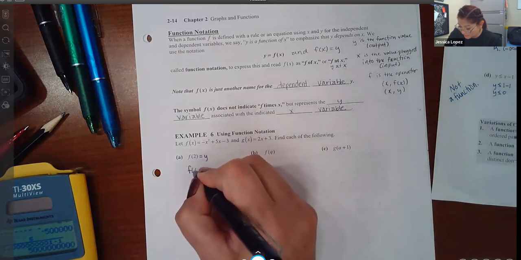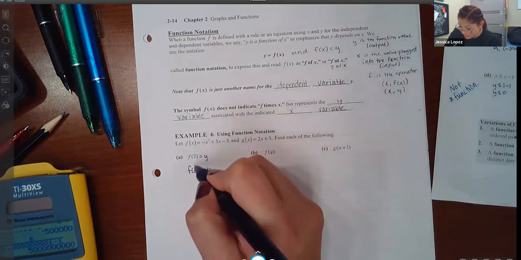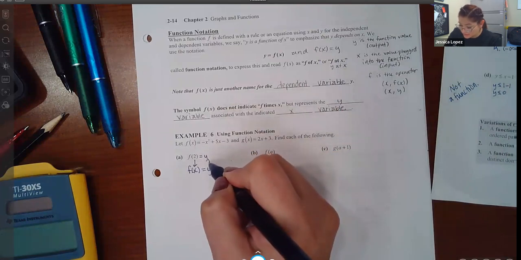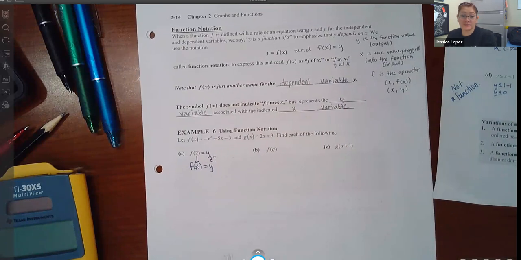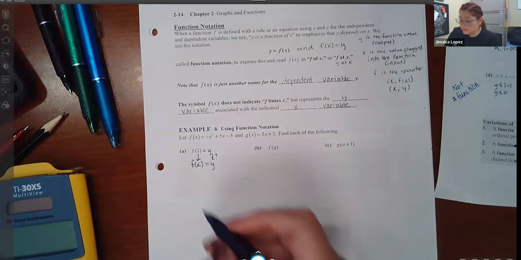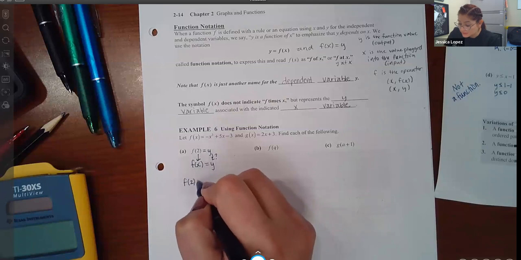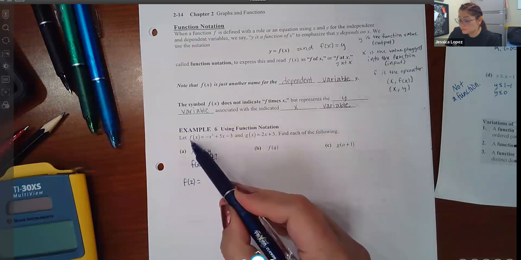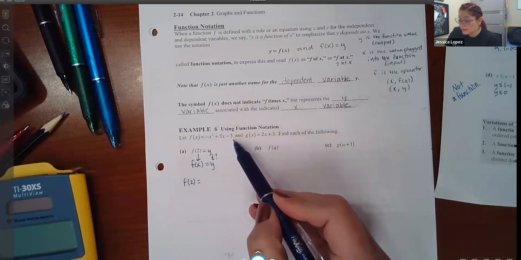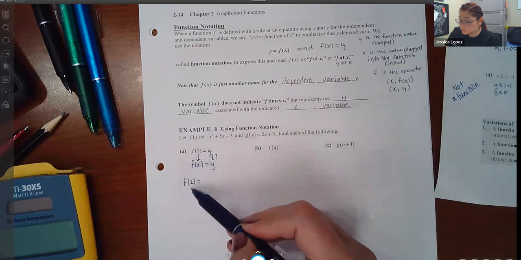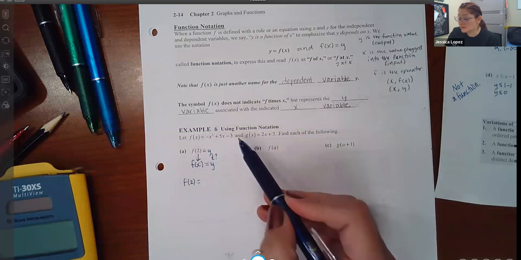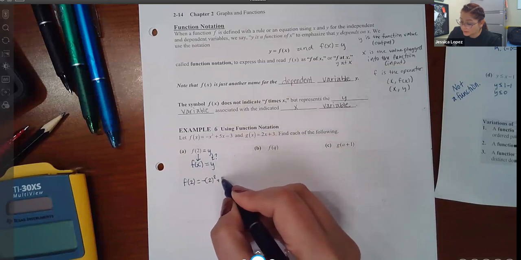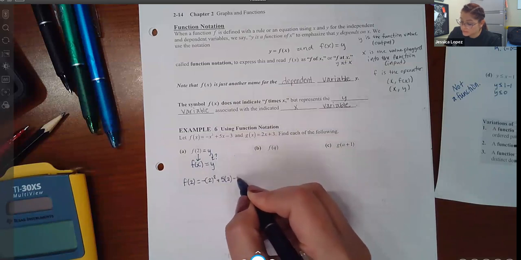So if I say f of x equals the y value, they're telling me that the 2 is x and they're asking me to figure out this y value, okay? Well, if I know that 2 is the x, then all I'm going to do is look at the f function, because that's the one they're telling me to look at. Since the x got replaced with the 2, you're going to replace all the x's with the 2. So it'll be 2 squared and then 5 times 2 minus 3.